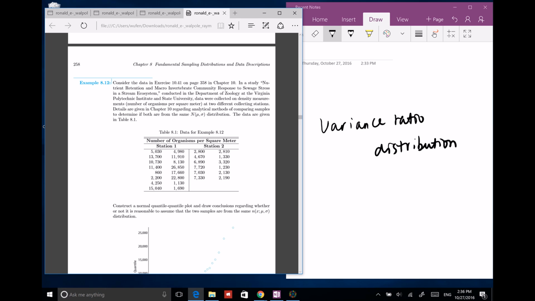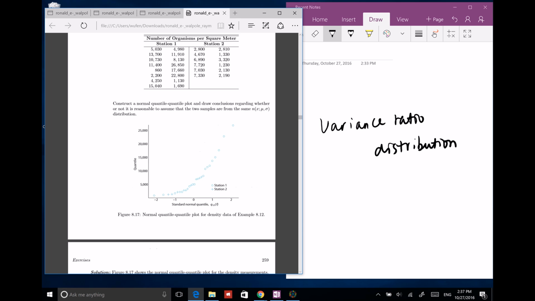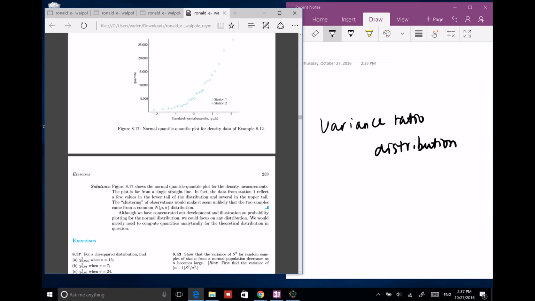Let's look at example 8.12. Consider the data in 10.41, page 351 in chapter 10, in a study. Numerical, we have the data here. Okay. So, what's the question? The question is, given the data in table 1, construct a normal QQ plot and draw conclusions regarding whether or not it's reasonable to assume that the two samples are from the same distribution. So, normal quantile QQ plot for density data. For that, we can see the station 1 and station 2 plot.